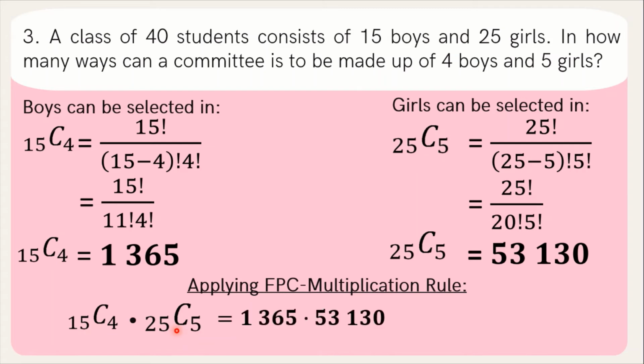So, multiply lang natin yung results kanina. We have 1,365 times 53,130, and the answer is 72,522,450.